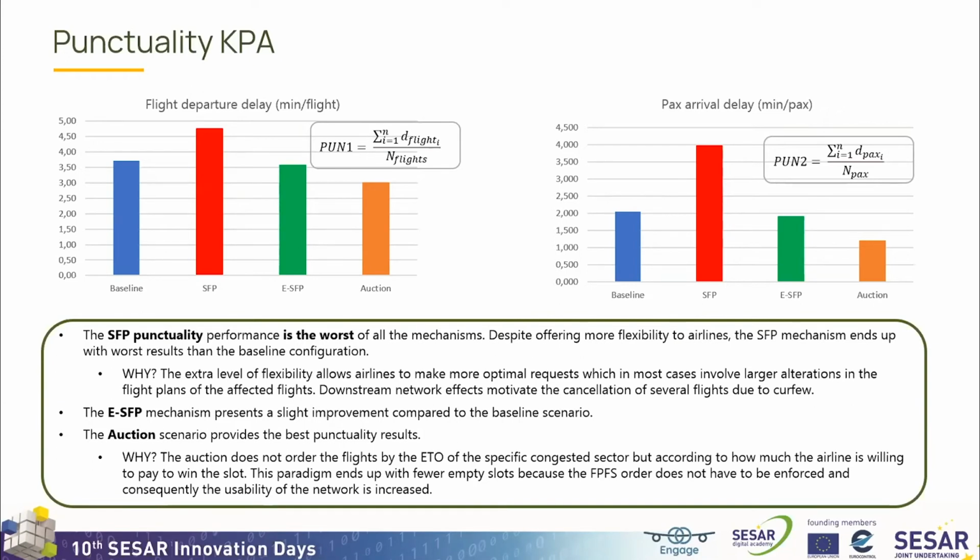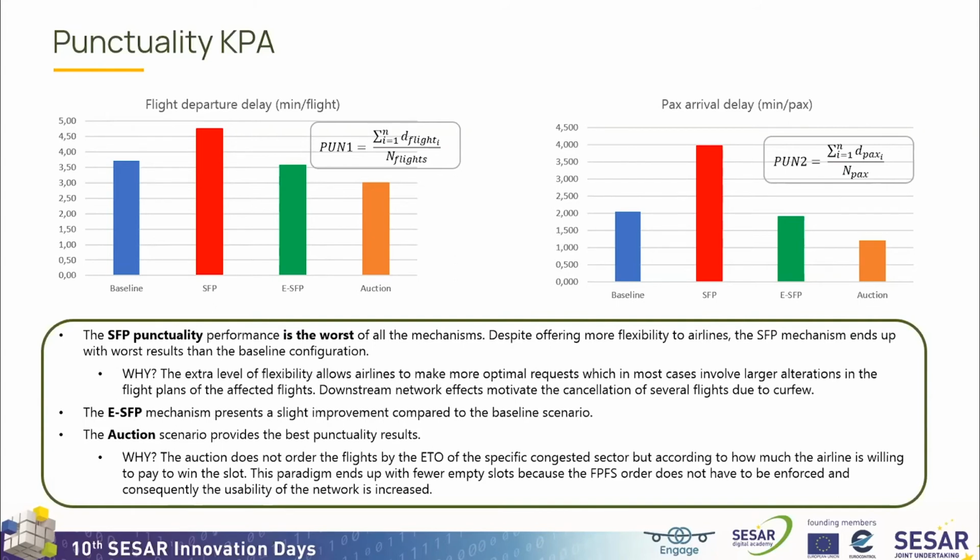First of all, the selective flight protection punctuality performance is the worst of all mechanisms. This is something counterintuitive at first sight, because despite offering more flexibility to the airlines, this type of mechanism ends up with worse results than the baseline configuration.